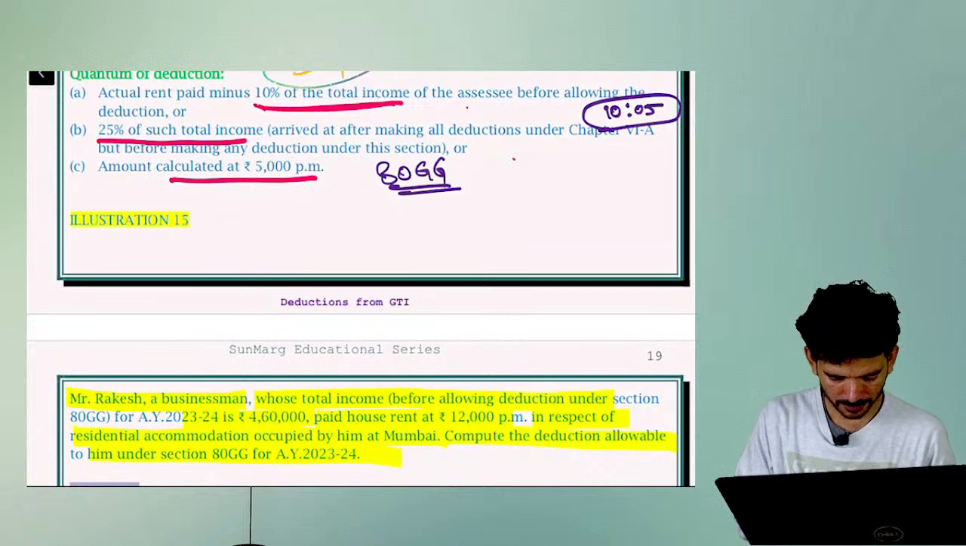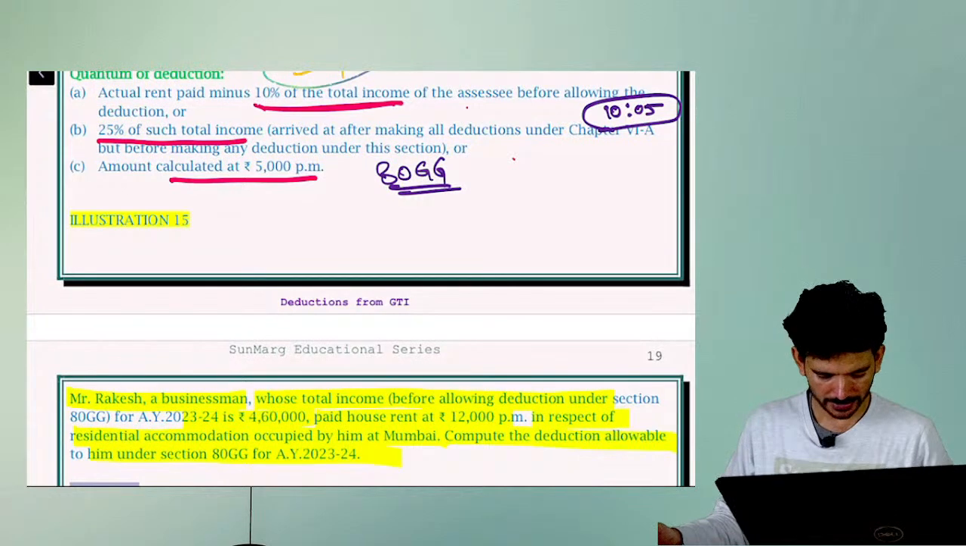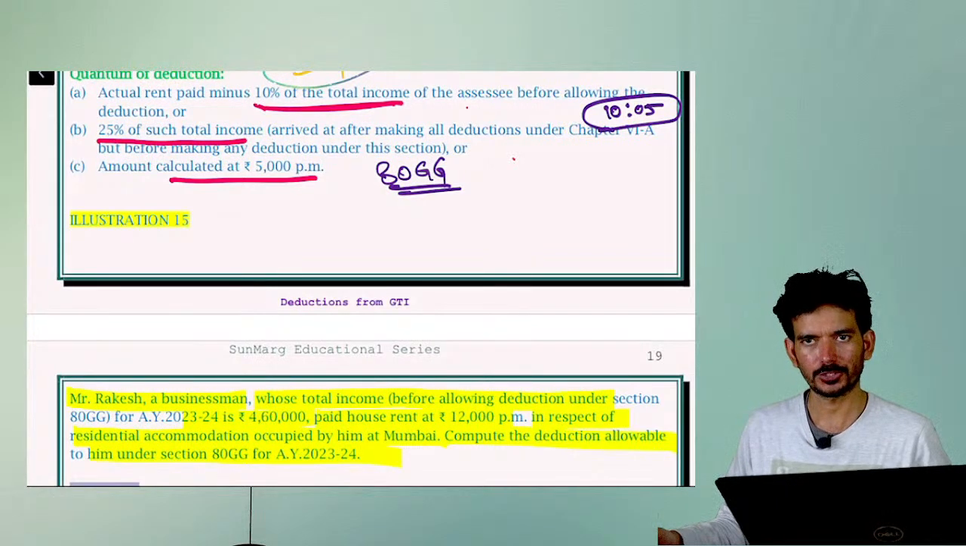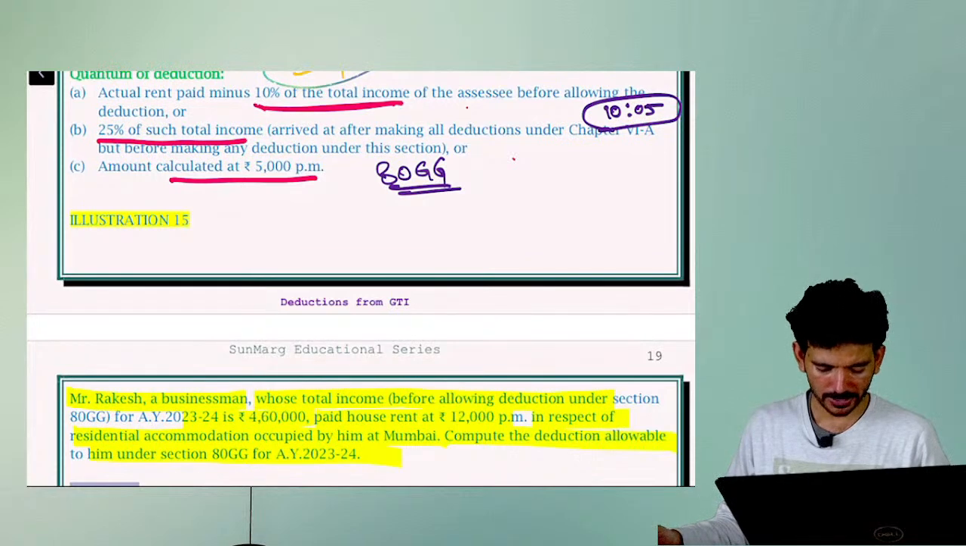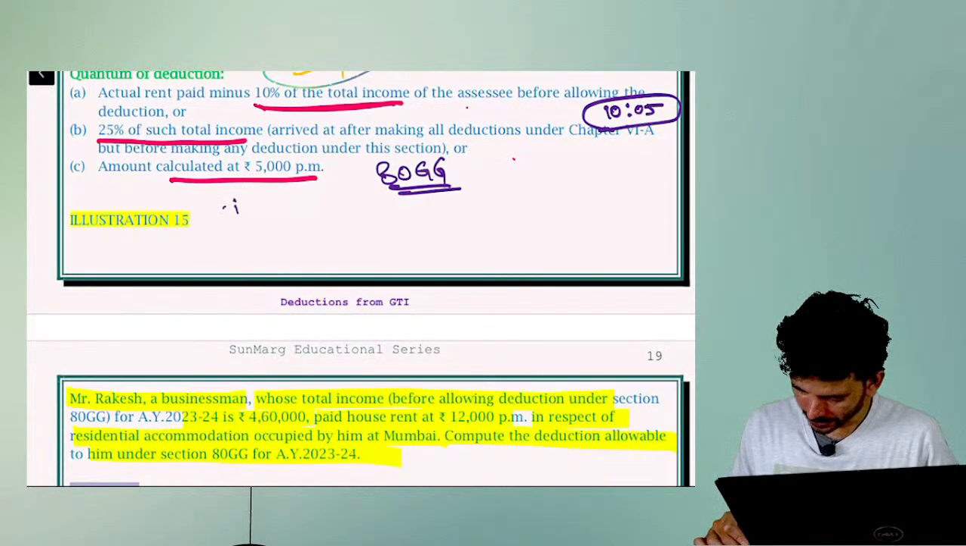Would anyone take up the challenge and tell me what amount is eligible under 80GG? You can expect a question, guys. See, we are running over our time, but I'm very rigid in completing these portions, illustrations. I could have skipped this illustration, but the reason I'm not skipping is I want to see how you will apply this.